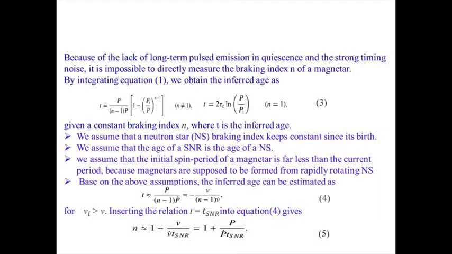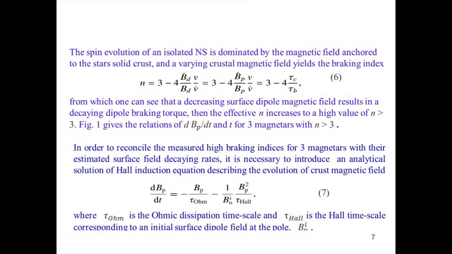Because of the lack of long-term pulsed emission in quiescence and the strong timing noise, it is impossible to directly measure the breaking index n of a magnetar. Based on the estimated ages of their potentially associated supernova remnants, or SNRs, we estimate the values of mean breaking indices of 8 magnetars with SNRs. From equation 5, the breaking index of a magnetar with SNR is determined by 3 observed quantities: spin period, its derivative, and its SNR age.